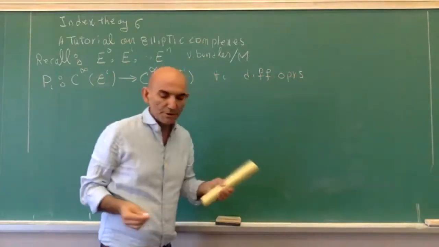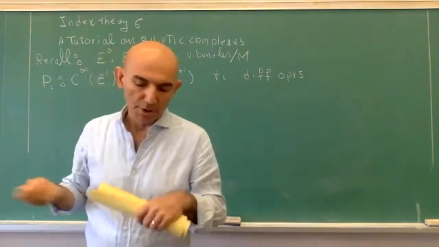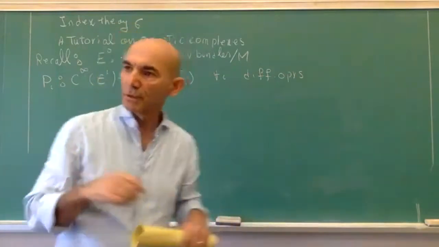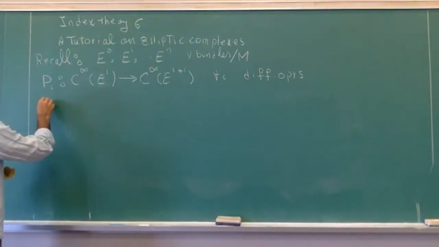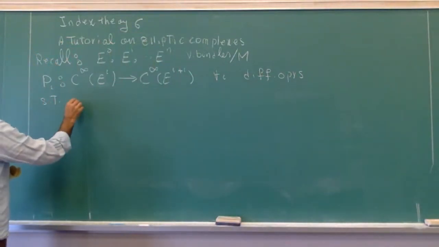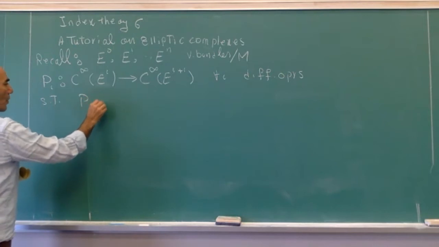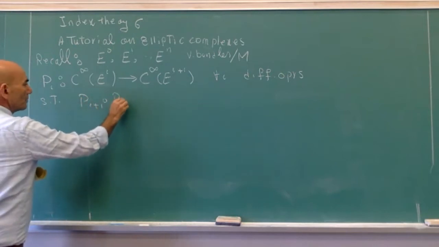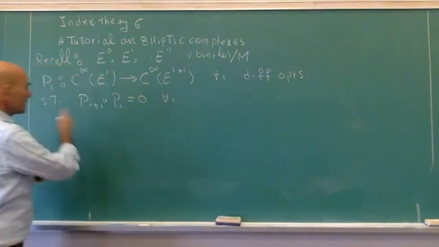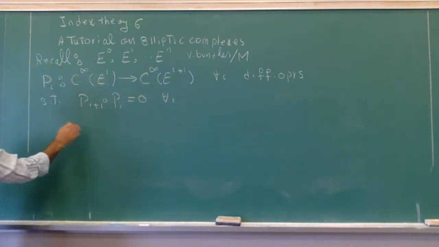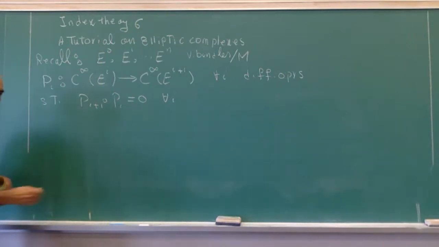They don't have to be the same order. I mean, they can be first order, second order, whatever you want. It's a very general concept, such that P i plus 1 composed with Pi is equal to 0 for all i. So what does it mean? Of course, it means that we have a kind of complex in the sense of homological algebra, right?